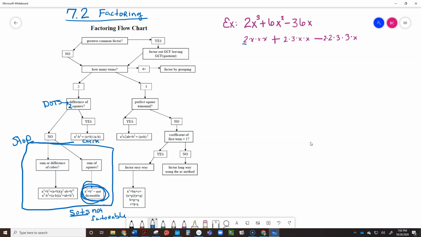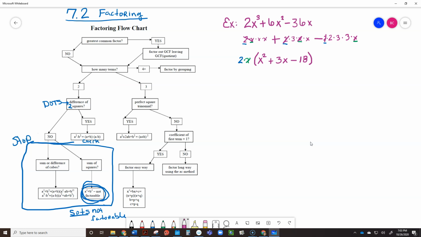I've got a common factor of 2 in each one of these, so a common factor of 2. I also have a common factor of x. Each one of those has a common factor of x. So it looks to me like my GCF is 2x. And the remaining stuff, if I factor out the 2x, I'm left here with an x squared. If I take away that 2x, I'm left with 3x. And if I take away the 2 and the x, I'm left with 2 times 9. I'm left with 18.